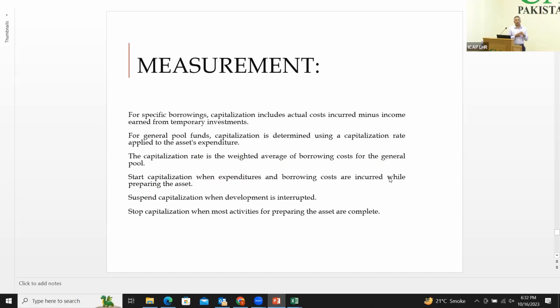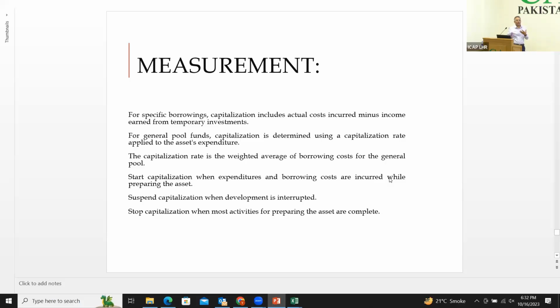In a specific loan, the borrowing cost is the actual borrowing cost incurred. In the case of general loans, it depends on what amount you actually invested in the asset. So the borrowing cost is calculated on the amount invested in the asset. If you have more than one general loan, then you calculate the weighted average rate adjusted with the values and the time period involved. But the difference is that for specific loans it is the actual borrowing cost incurred.